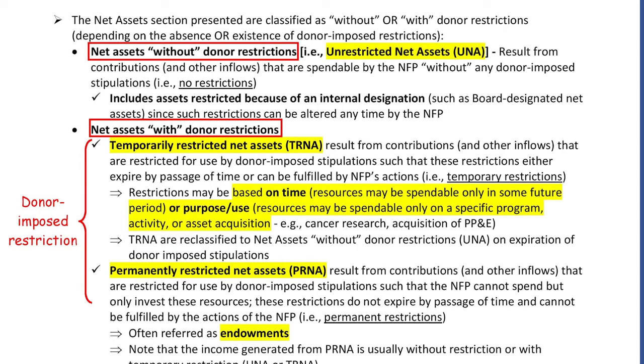So guys, once again, look at UNA or unrestricted net assets. That is net assets without donor restrictions. And then look at TRNA and PRNA. That's temporarily and permanently restricted net assets. We're going to club them together for reporting purposes. And we're going to call them net assets with donor restrictions.